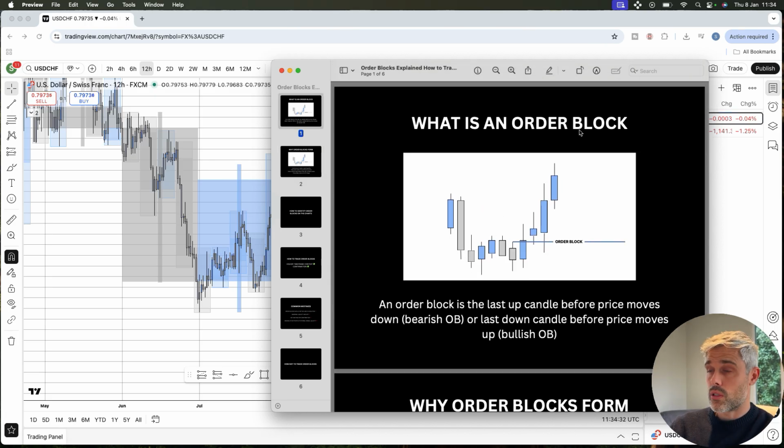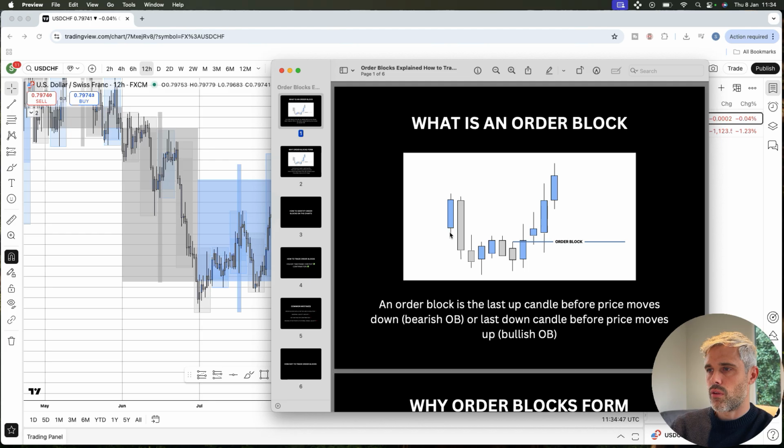What is an order block? This is just foundational stuff. An order block is the last up candle before price moves down, so that would be a bearish order block, or the last down candle before price moves up, so that would be a bullish order block.